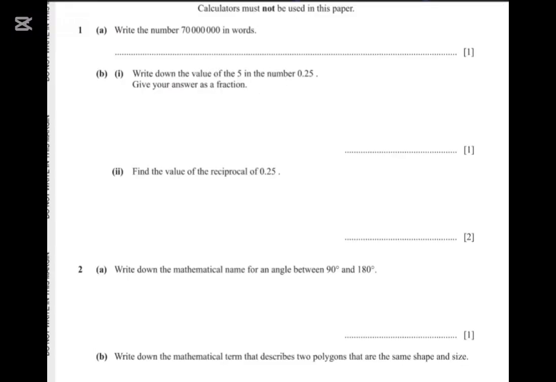Question number 1. Write the number 7000000 in words. You can check this by seeing the places: ones, tens, hundreds, thousand, 10,000, 100,000, million, 10 million. So our answer in words will be 70 million.